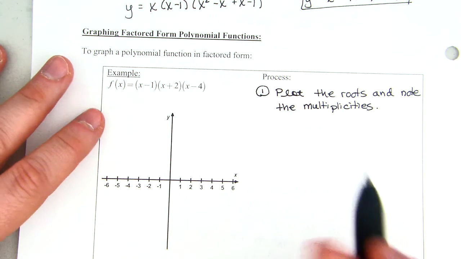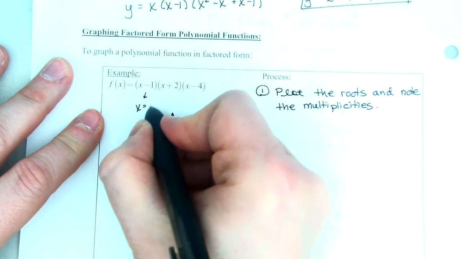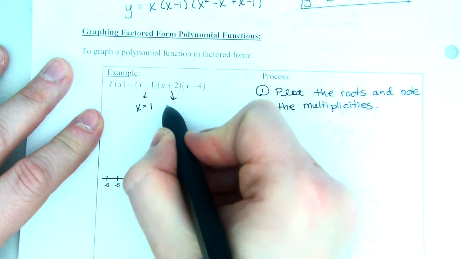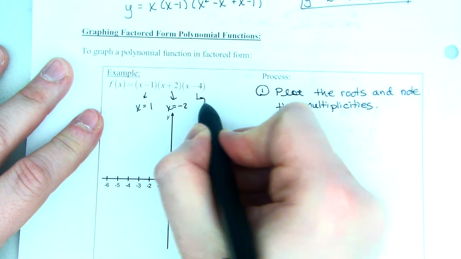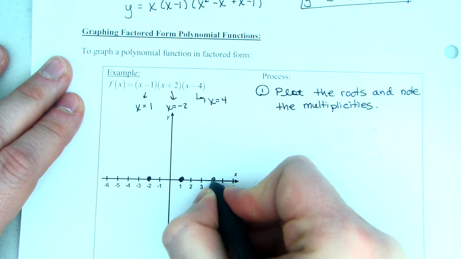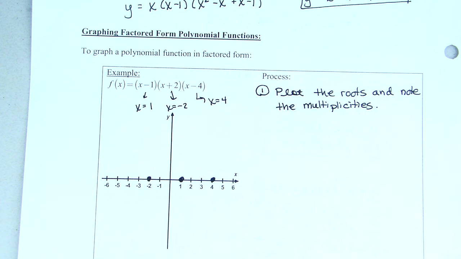Well, let's see here. x minus 1 is going to give me x equals 1. I'll plot that. x plus 2 is going to give me x equals negative 2, and x minus 4 is going to give me x equals 4. I'm not going to bother doing anything with the multiplicities. We'll save that for a problem where we actually have multiplicities.